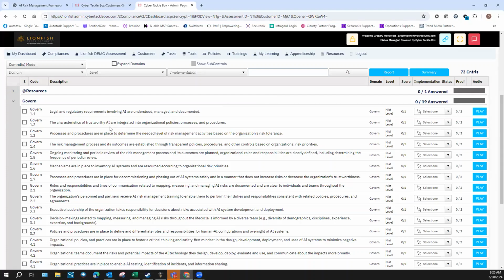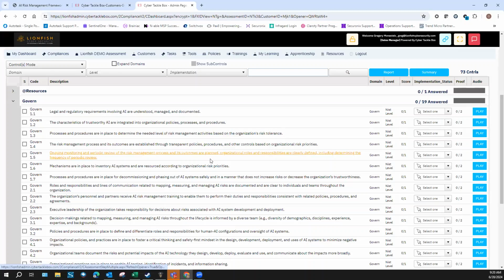The characteristics of trustworthy AI are integrated into organization policies and procedures. So that risk management profile, you're going to take parts of it and you're going to make sure that your current policies and procedures now include that you observe the tenets and the controls that are described in the risk management profile. So you want to make sure that you do that with your current controls and processes.